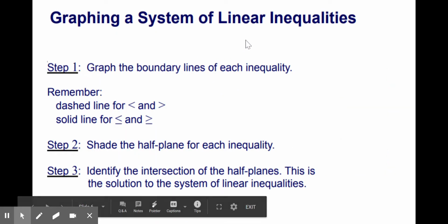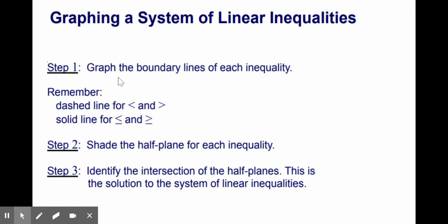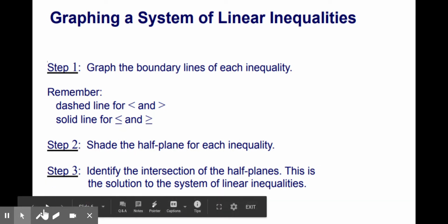So to graph a system of linear inequalities, okay? Graph the boundary lines of each inequality, dashed lines, remember, for not equal to, solid lines for equal to. You're going to shade on each line, and then the intersection, where the 2 shades come together, is the solution to the system. Okay? All right, so let's go.